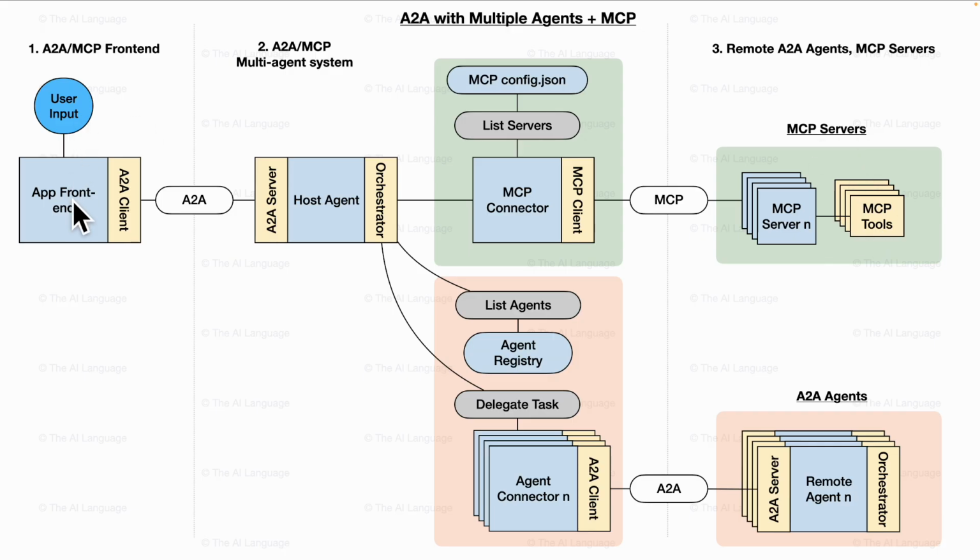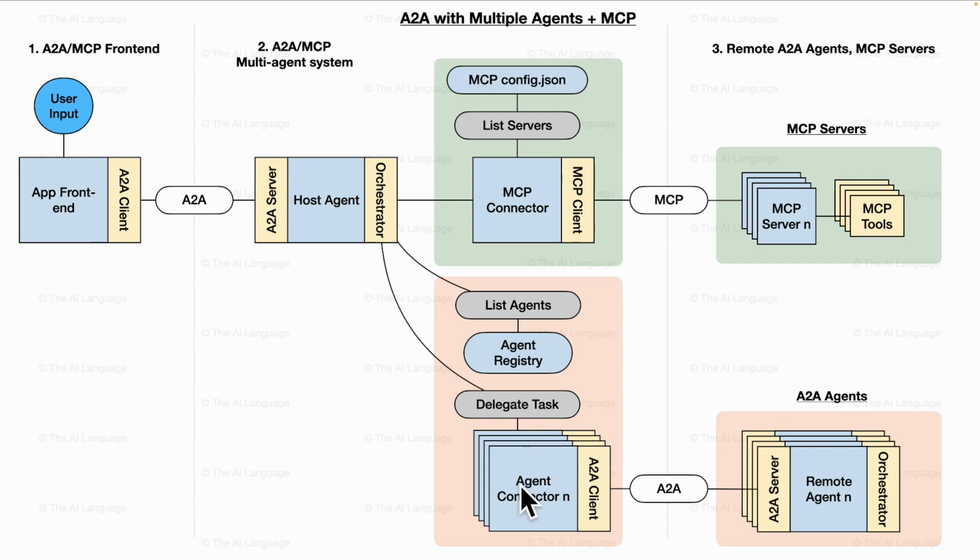Now, once your query is received by the app frontend, it passes it to a host agent. The host agent receives that query on its A2A server, and then it passes this query to the orchestrator. The orchestrator is provided two tools, the list agents tool and the delegate task tool. The list agents tool helps the orchestrator discover all the agents through an agent registry, which is where we put the URLs for all the different agents that we want our system to work with.